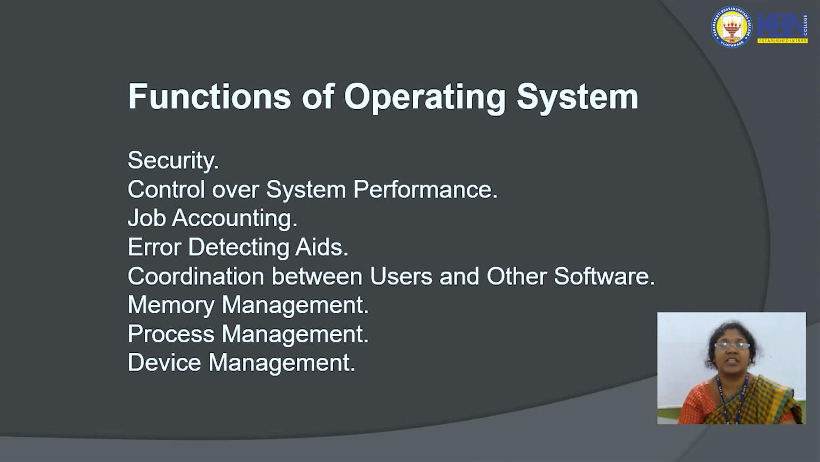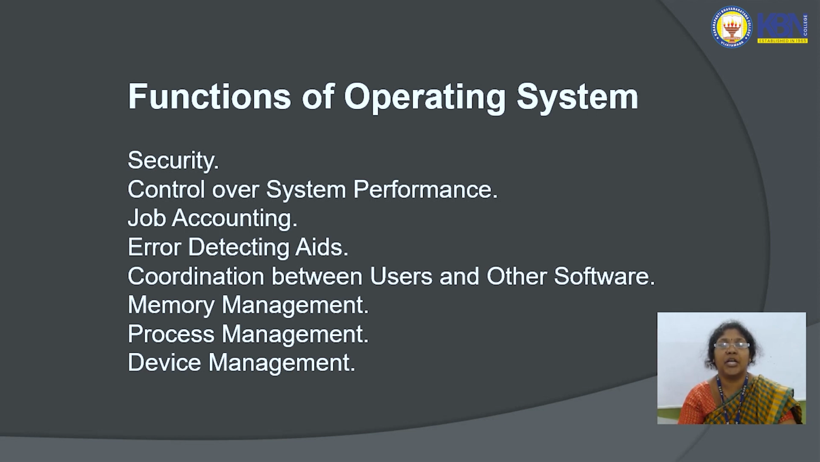So errors, sometimes without a network connection, I want to access some network pages. So it gives the error message, net not connected. This is one example. We have so many errors. So the operating system will handle those errors and gives the error message. Then after that, coordination between the user and the other software.